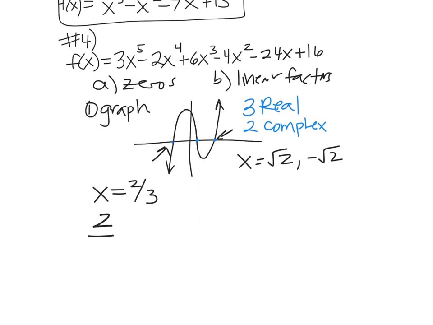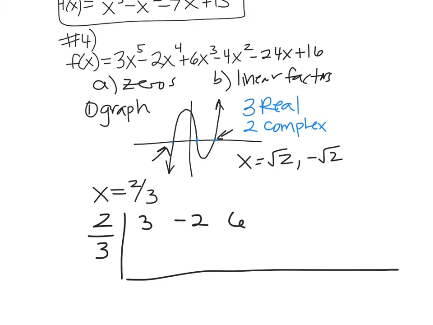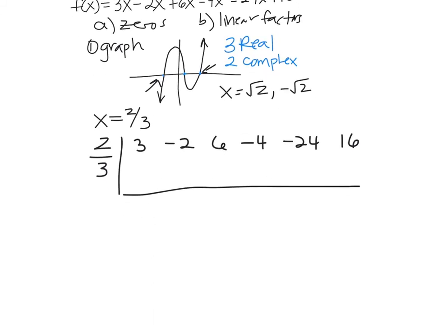So 2/3 on the outside with this big ol' x to the 5th here. So we have 3, -2, 6, 0, -24, and 16. All right? Okay, here we go. It's going to work out nice. What are we going to get at the end? 0. We will get 0. Okay, bring down the 3. 3 times 2/3. Nope, try again. 2/3 times 3? 2. Thank you.